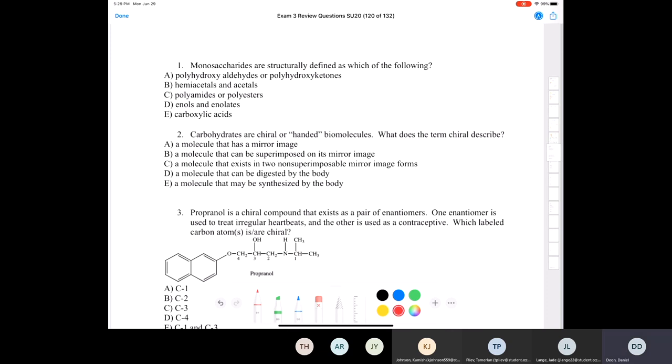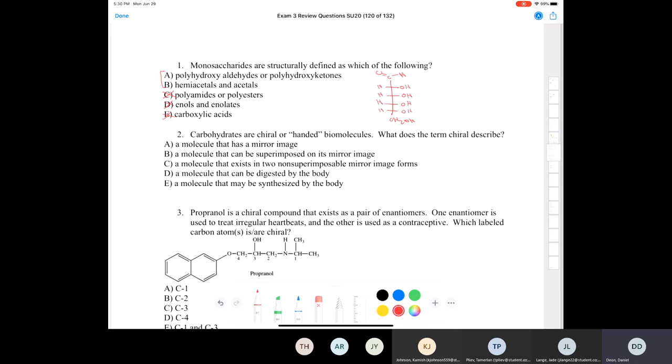Okay, well, I'd say that a monosaccharide isn't a polyamide, and a monosaccharide wouldn't structurally be defined as an enol or a carboxylic acid. But where I would say it might boil down to would be hemiacetals and acetals or polyhydroxyaldehydes and ketones. But keep in mind that there is an open chain form of every aldose, let's say. So let's say we were talking about an aldohexose, like I'm drawing here.